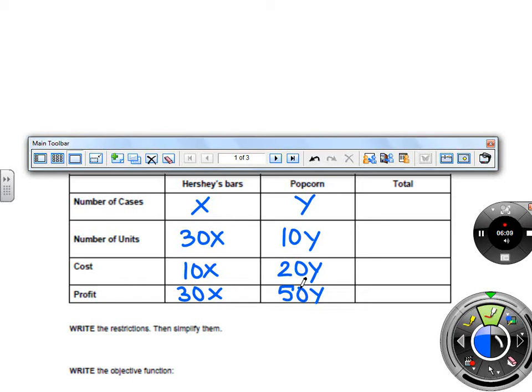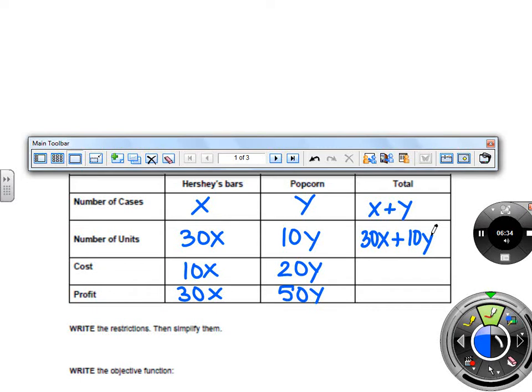Okay. All right, now the total columns. So what this is saying, the number of cases I order in total, if I'm ordering X cases of this and Y cases of that, this is going to be X plus Y. And that's how we're going to calculate our totals in each case. All right. So the number of units I'm ordering in total is going to be 30 candy bars for each case of those, plus 10 jars of popcorn for each case of those.